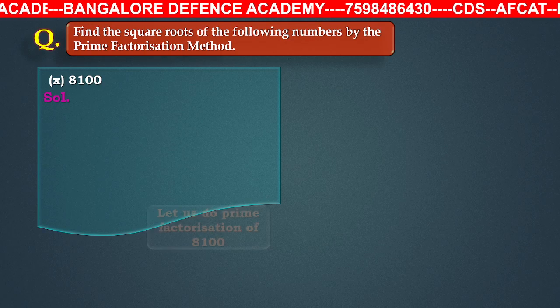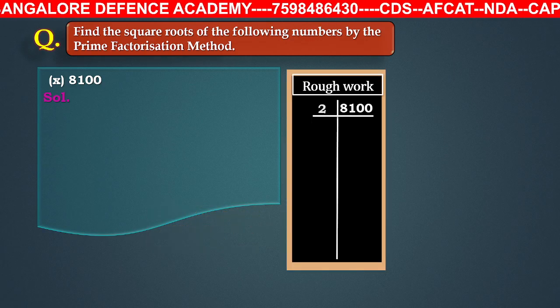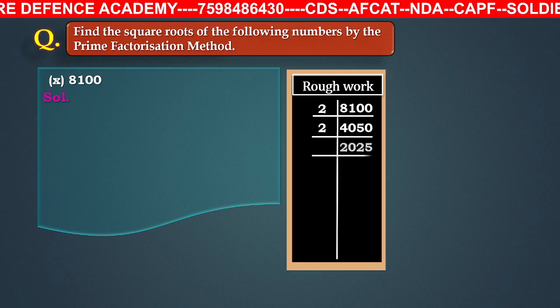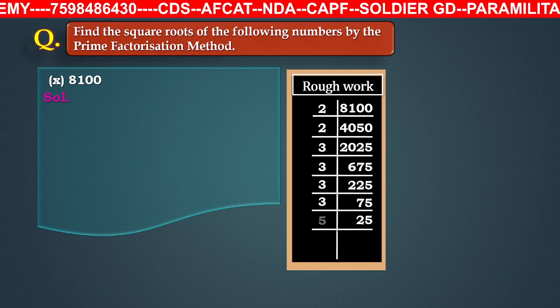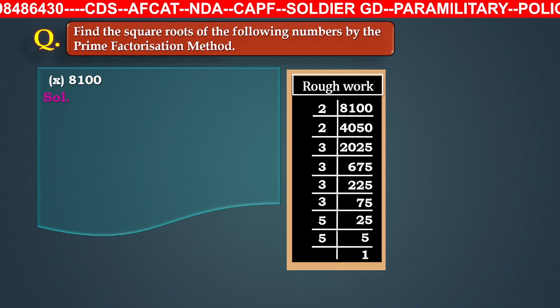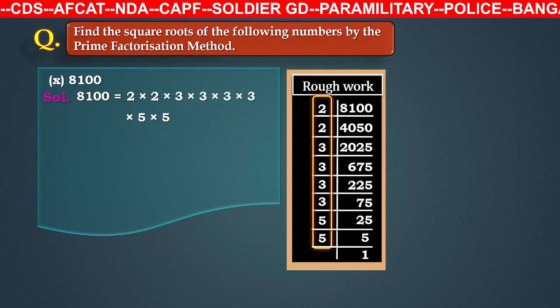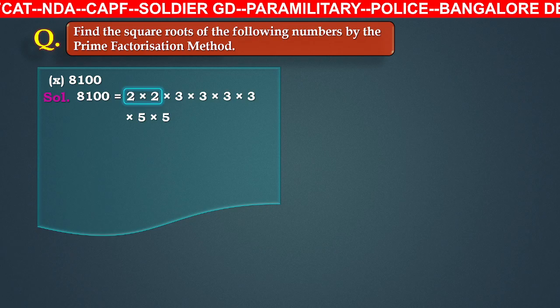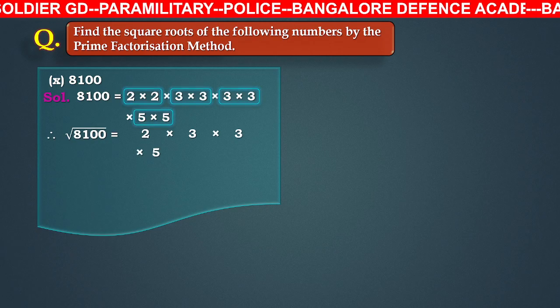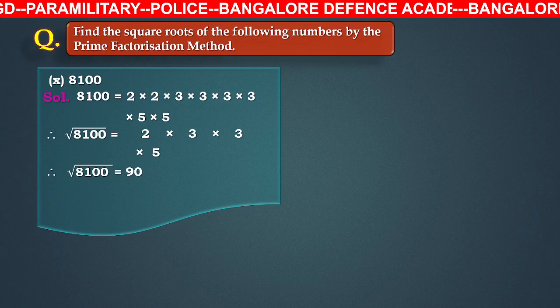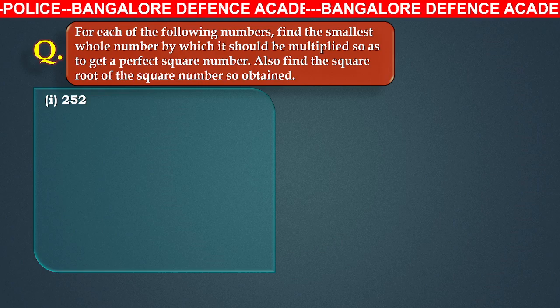Next, 8100. Now you can take it with 2 or 3 or 9 also directly if you are expert in the multiplication chart. Now look at this. From here I'm going to take pairs now. So I'll make pairs here, 2, 3, 3 and 5, and when I multiply I get 90. 90 is the answer. Okay, so it's that easy.